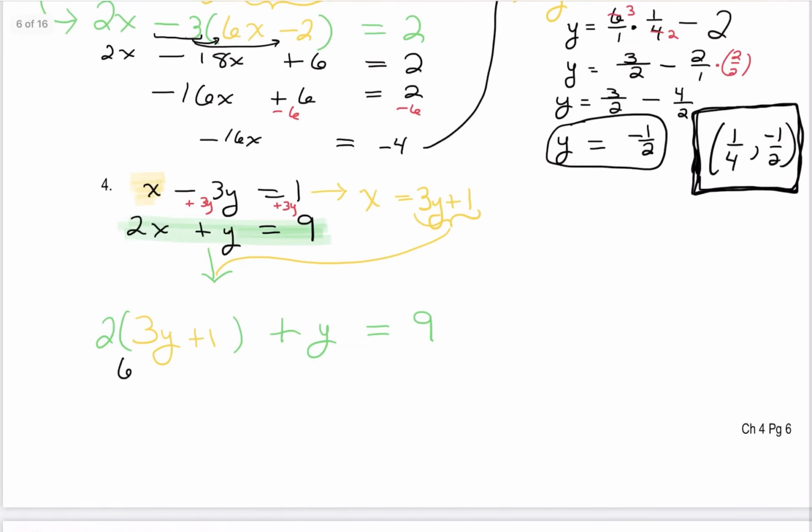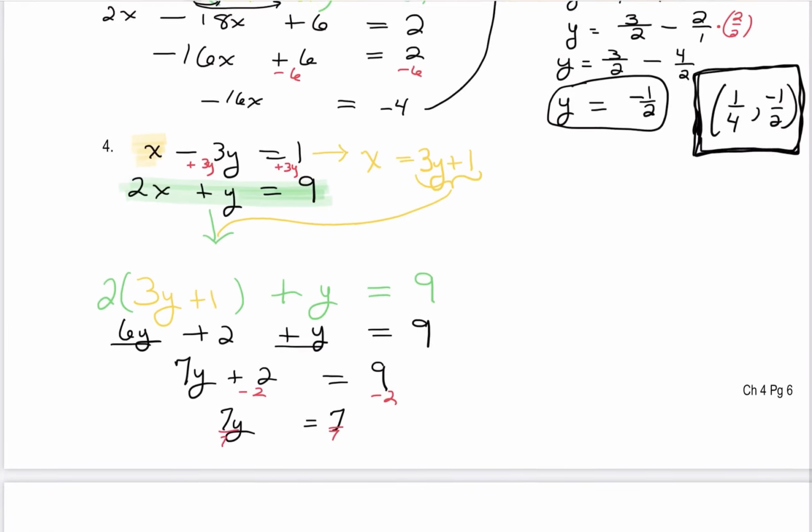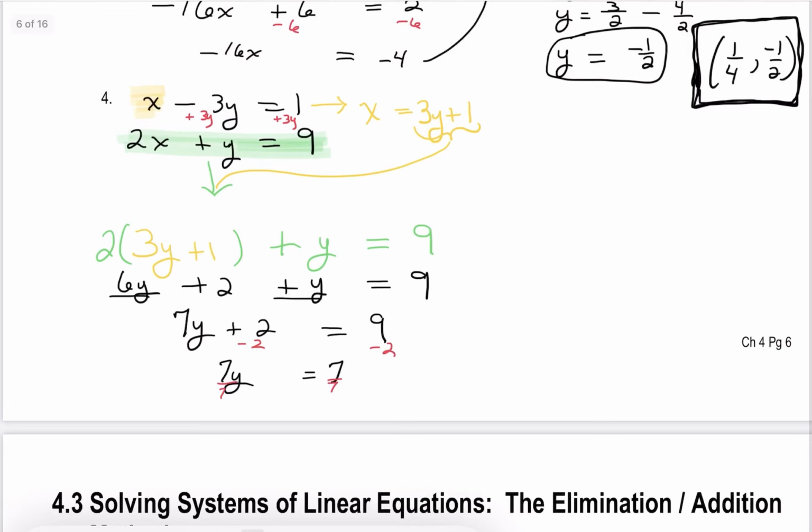So now let's distribute. We would have 6y plus 2 plus y is equal to 9. And just combining our like terms here, so 7y plus 2 equals the 9. And then y terms on the left, let's go ahead and get our constants on the right. So we will subtract that 2, and now we have 7y equals 7. And then last step here, dividing both sides by 7, we get our first variable, y equals 1.